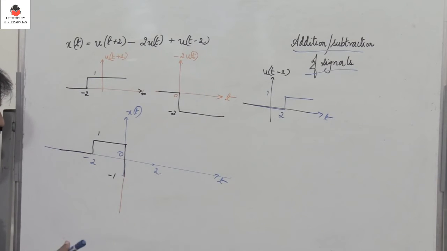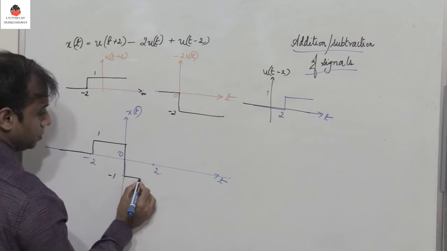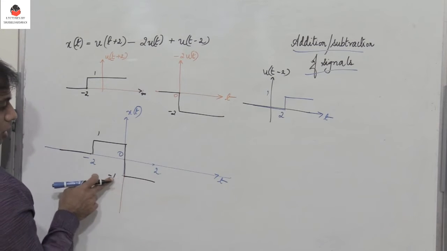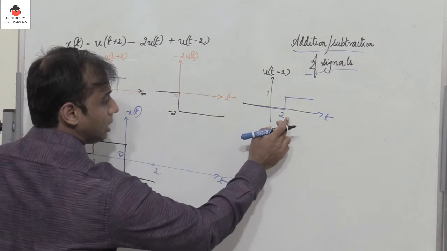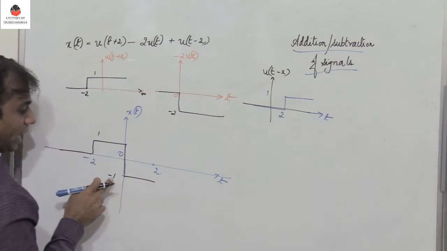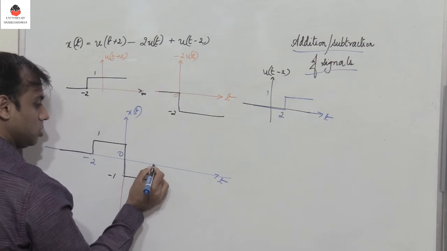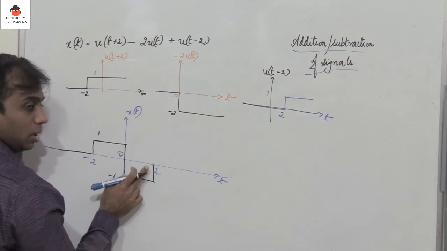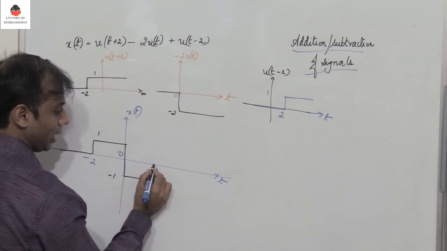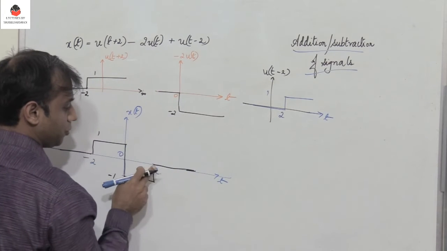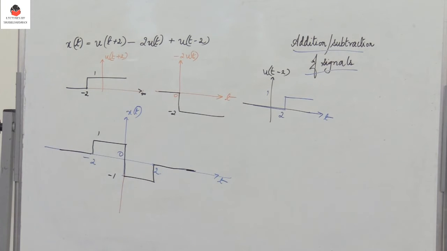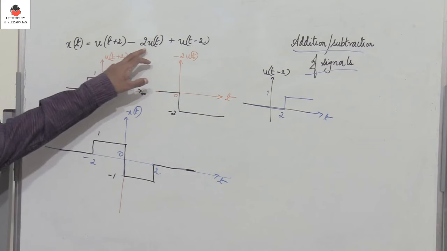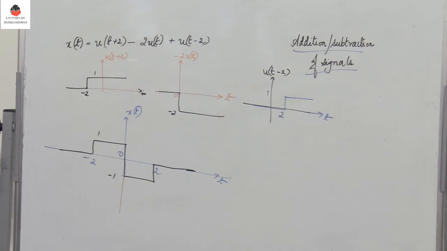And this remains till t equal to 2. So the amplitude is minus 1 till t equal to 2. And from t equal to 2 onwards, I'm adding minus 1 with plus 1. So the amplitude increases from minus 1 to 0 and the signal remains 0 from t equal to 2 to t equal to infinity. So this is x of t, where x of t is u of t plus 2 minus 2 u of t plus u of t minus 2.